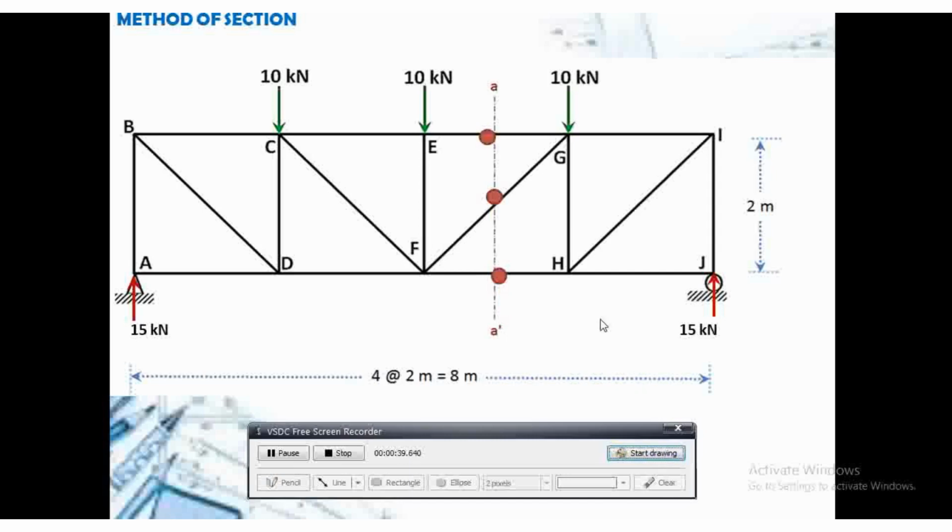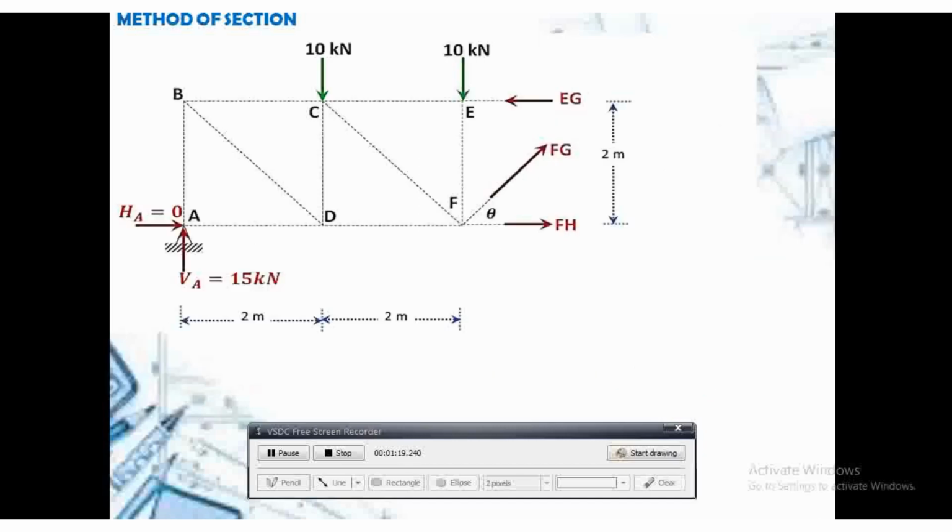After cutting that section, you have to choose kung i-consider nyo ba yung left or yung right. Ang importante lang, or ang i-take note nyo lang, in your case, piliin nyo yung section kung saan konti lang yung mga external forces. Pero kung gusto nyo mahirapan, piliin nyo yung mas maraming external forces. Pero the same lang din yung analysis. So in my case, I'm going to choose the left side of this section. So kung pipiliin ko yung left side, ganito yung magiging itsura.